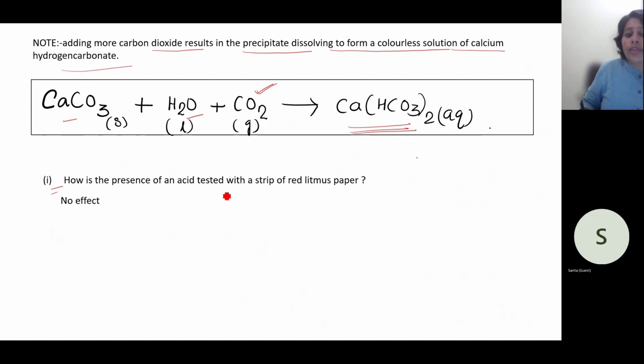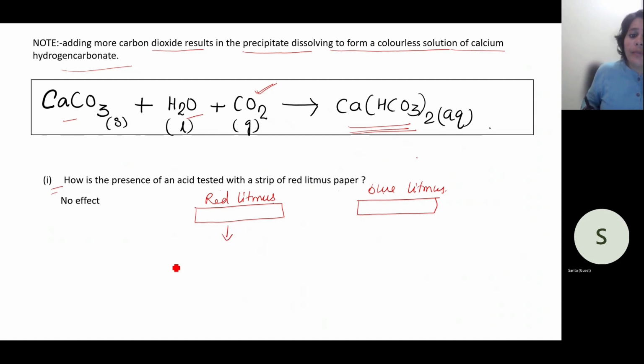Next, how is the presence of acid tested with a strip of red litmus paper? So we have two types of litmus paper. One is red litmus paper and another is blue litmus paper. So red litmus paper, what will it turn? For bases, red litmus paper will turn into blue litmus. For the acid, what happens? Blue litmus paper will turn into red litmus paper.